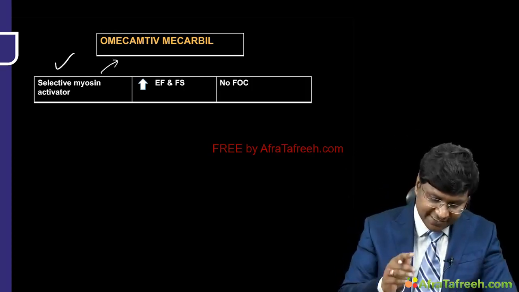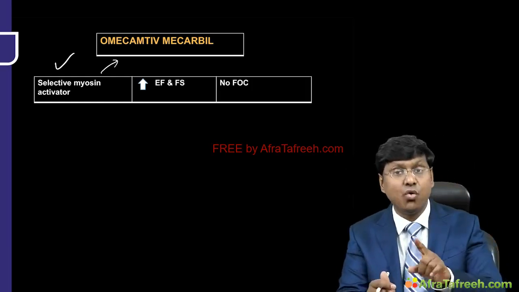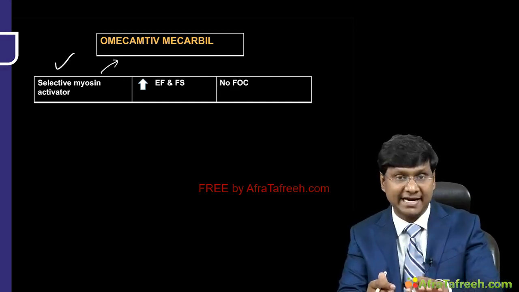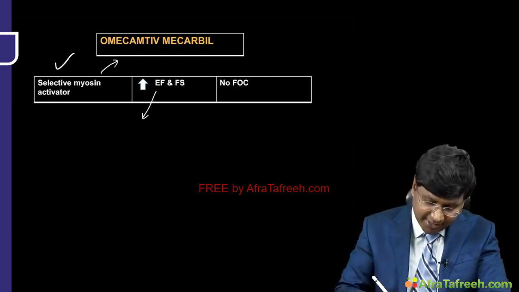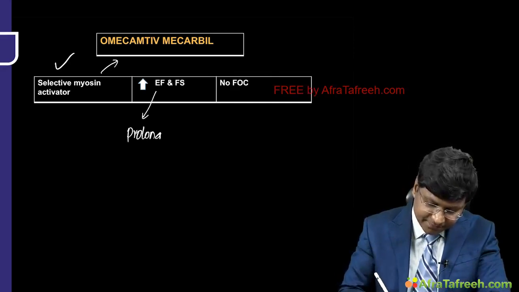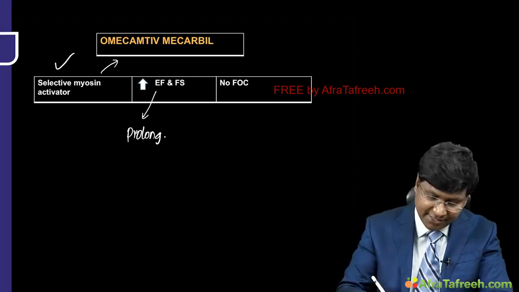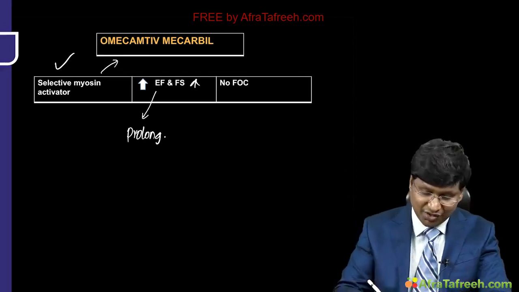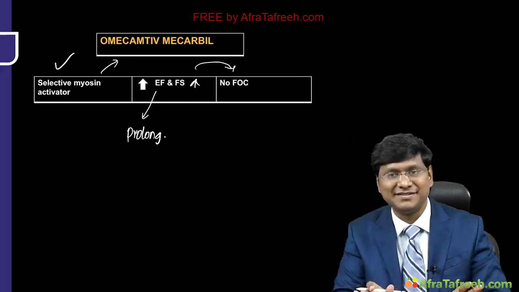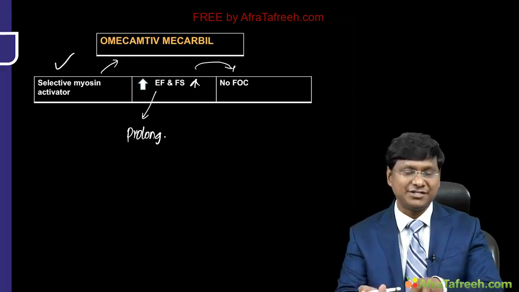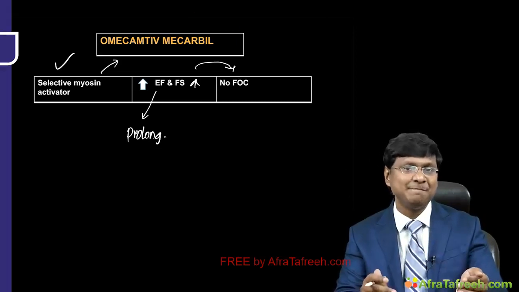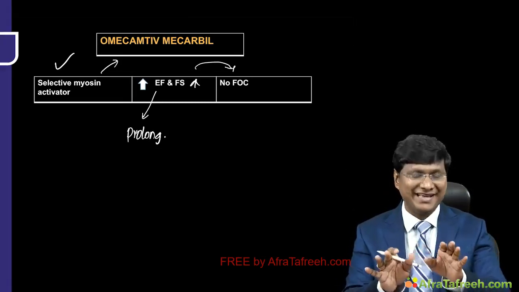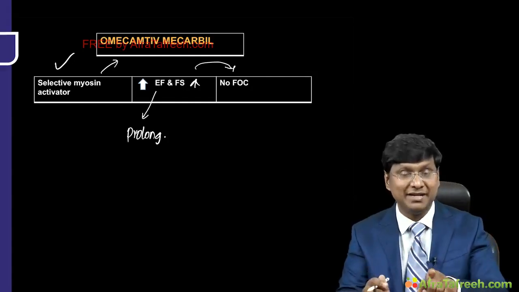And what is an example of a selective myosin activator? That is omecamtiv mecarbil. Omecamtiv mecarbil is a selective myosin activator that will prolong the ejection fraction, and it increases the fractional shortening without altering the force of contraction. So without altering the force of contraction, it will prolong the ejection fraction and also increase the fractional shortening.